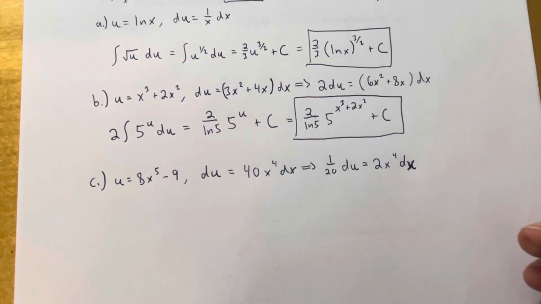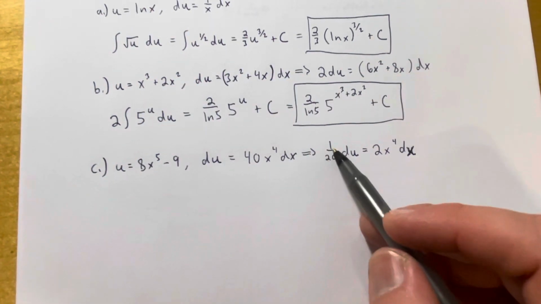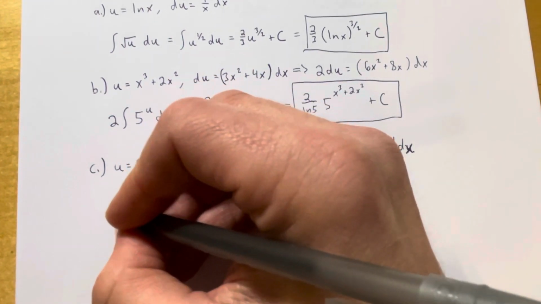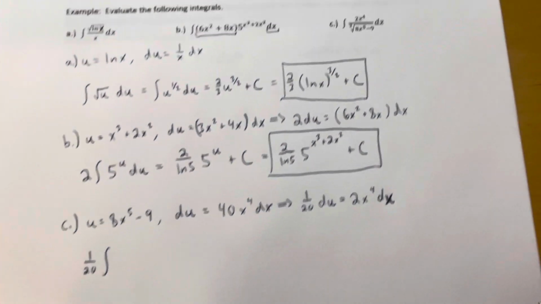So putting all of this together now, this becomes the integral, and that 1/20th I can bring outside like we've been doing, okay, times the integral of what?